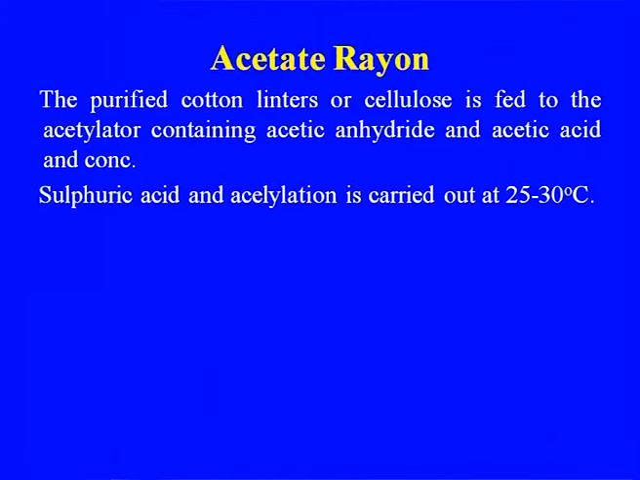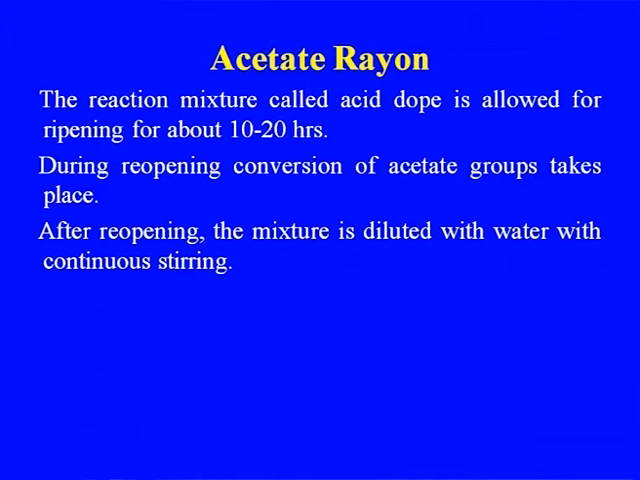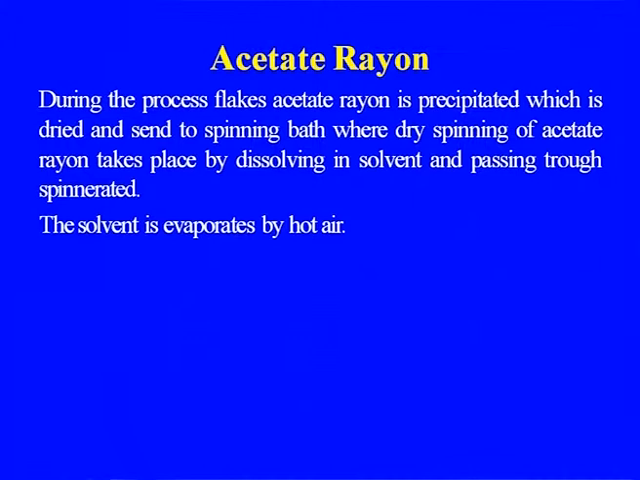So, this reaction mixture called the acid dope is allowed for ripening for about 10 to 20 hours. During ripening, the conversion of the acetate groups takes place. After that the mixture is diluted with water with continuous stirring. During the process, flaked acetate rayon is precipitated, which is dried and sent to the spinning bath, where dry spinning of the acetate rayon takes place by dissolving in the solvent and passing through the spinner. So, that is not regenerated as in the case of viscose rayon, where we are doing the wet spinning.